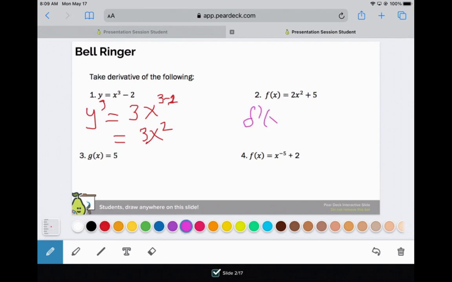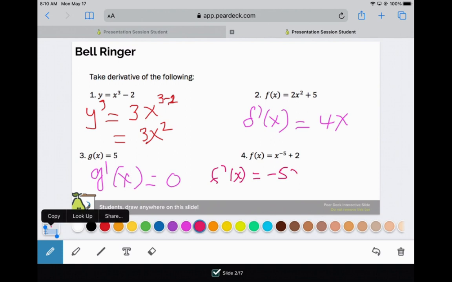So f prime, this one, 2, bring it down, so I have 4x. The 5 disappears. G prime is 0 because this is a constant. It's the same with the negative 2 and plus 5 for the other problem. Number 4, I think you did okay. You know what to do, but some of you forgot to bring down the negative. So this is negative 5x.